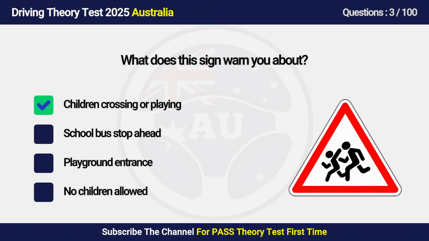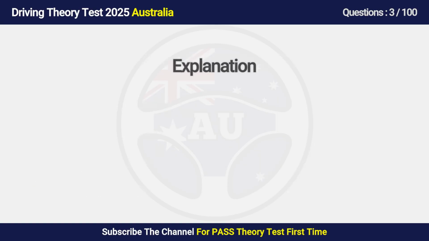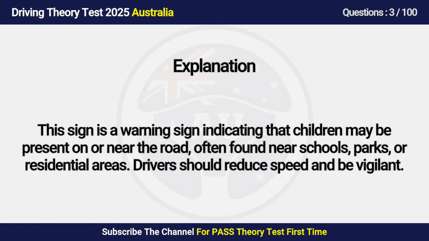Answer is A. Children crossing or playing. This sign is a warning sign indicating that children may be present on or near the road, often found near schools, parks, or residential areas. Drivers should reduce speed and be vigilant.